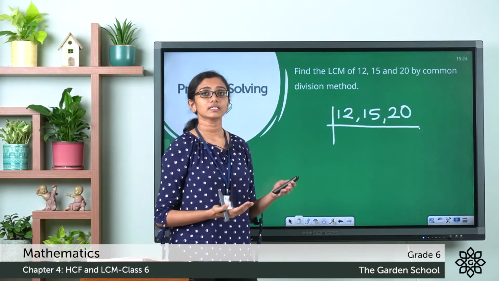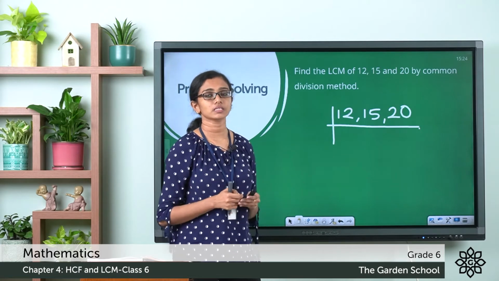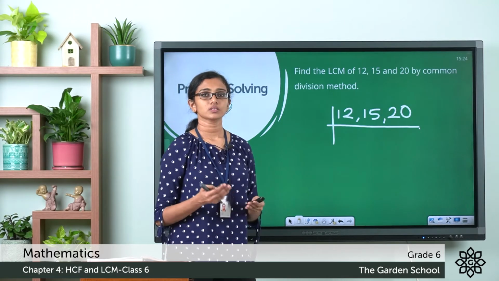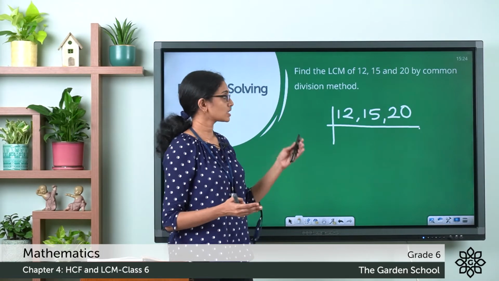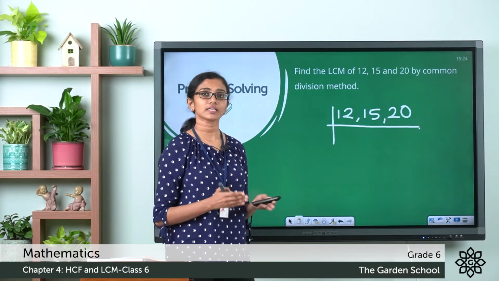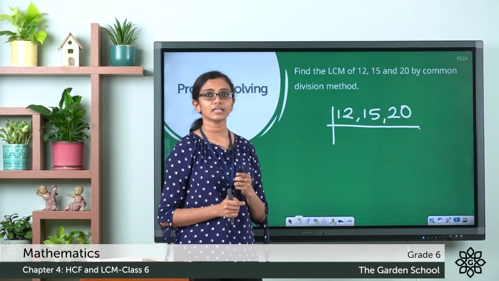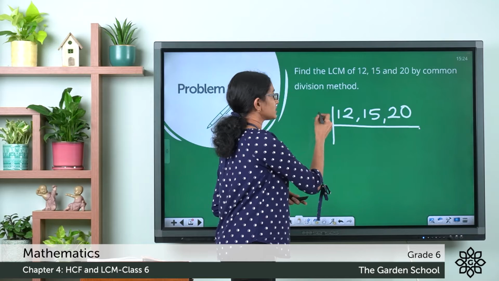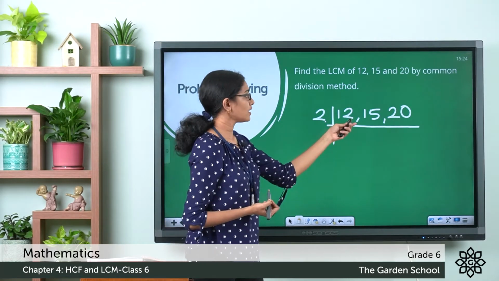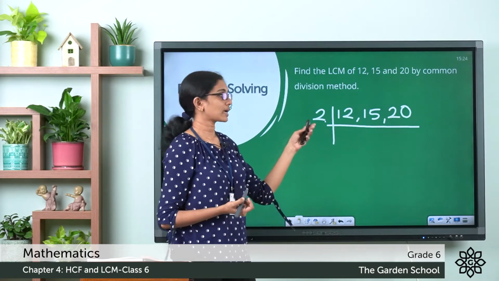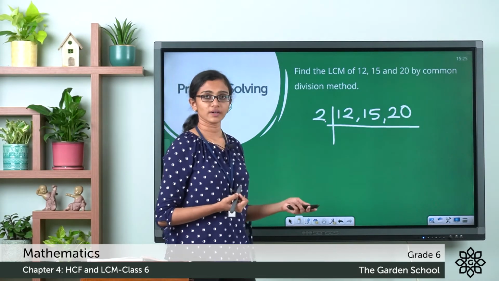Now you have to divide these numbers by the least prime number which can divide at least one of these given numbers. So which is the smallest prime number? It is 2. Can we use 2 here as the prime divisor to divide at least one of the numbers here? Yes. So let's write 2 here. We can divide 12 and 20 by the prime divisor 2. So let's consider 2 as the first divisor.